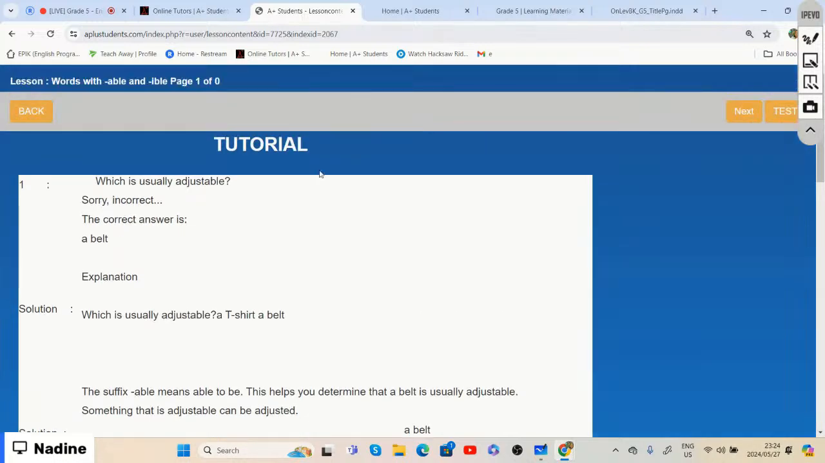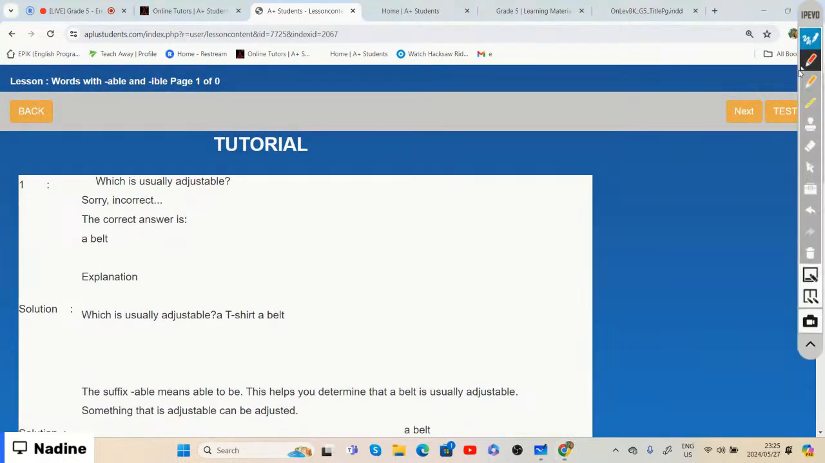All right. So now we're going to look at this word, which is usually adjustable. Adjustable, meaning that it can be adjusted or we can adjust it. It is adjustable. And something that can be adjustable, right? They ask, can a t-shirt be adjustable or a belt? What can you usually adjust?